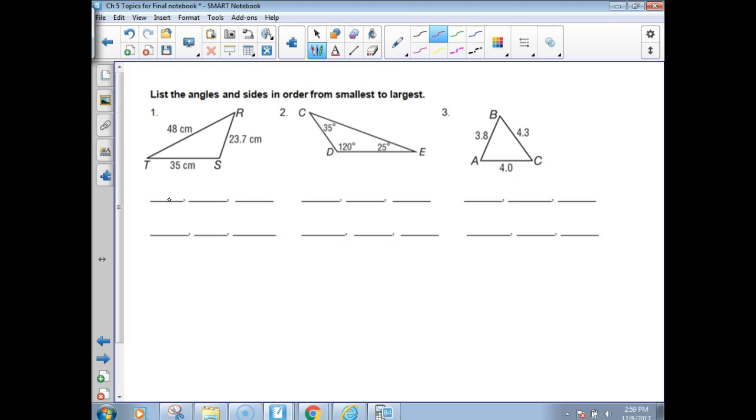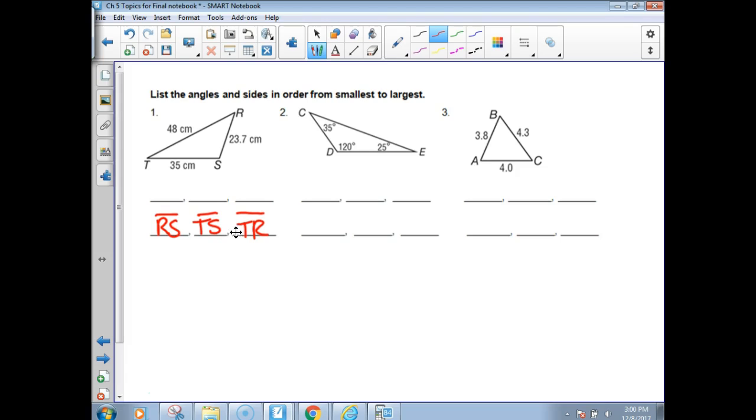Okay, so the angles would be, well, let's do the sides first because the sides have numbers on them. So I'm going to do the sides on the lower part and the angles on the top part. So I'm going to put the sides down here. I'm going to do RS. 23.7 is the smallest number. Then would be TS. And then the biggest one is PR or RT. I don't care what order the letters are.